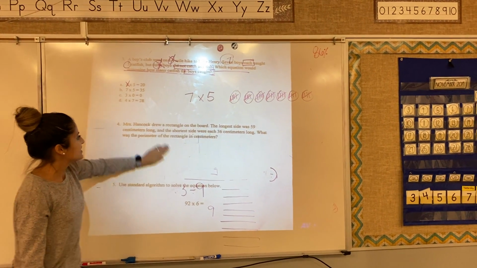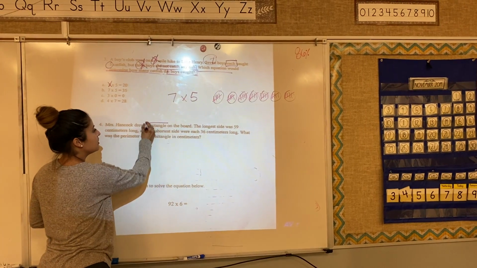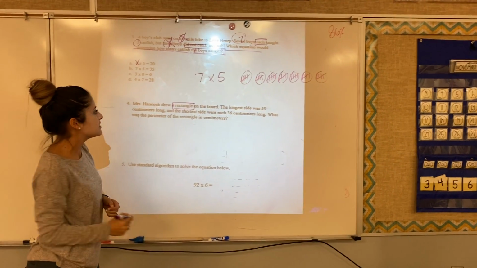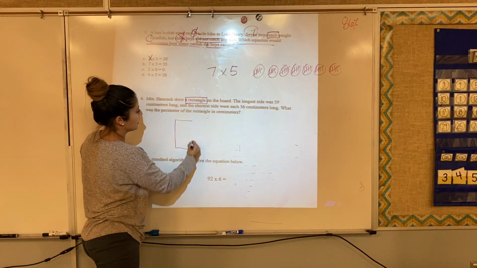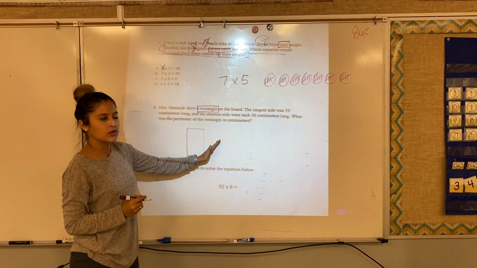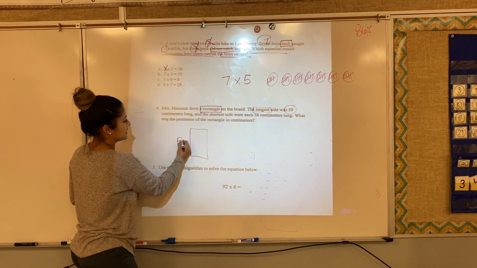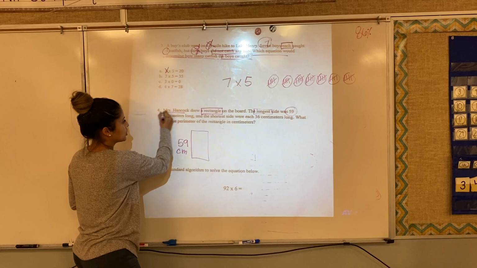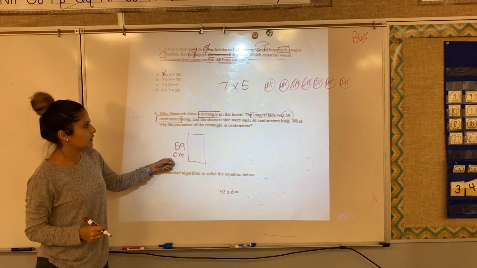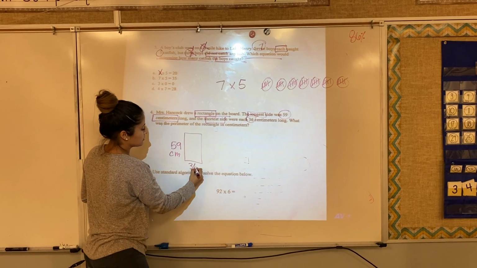Number 4, Mrs. Hancock drew a rectangle on the board. As soon as we see rectangle and it's not given to us, we draw it. We know that a rectangle has 4 sides. Opposite sides are equal and congruent. The longest side was 59 centimeters long. We've also been taught to label our unit of measurement. And the shortest side was 36 centimeters long.